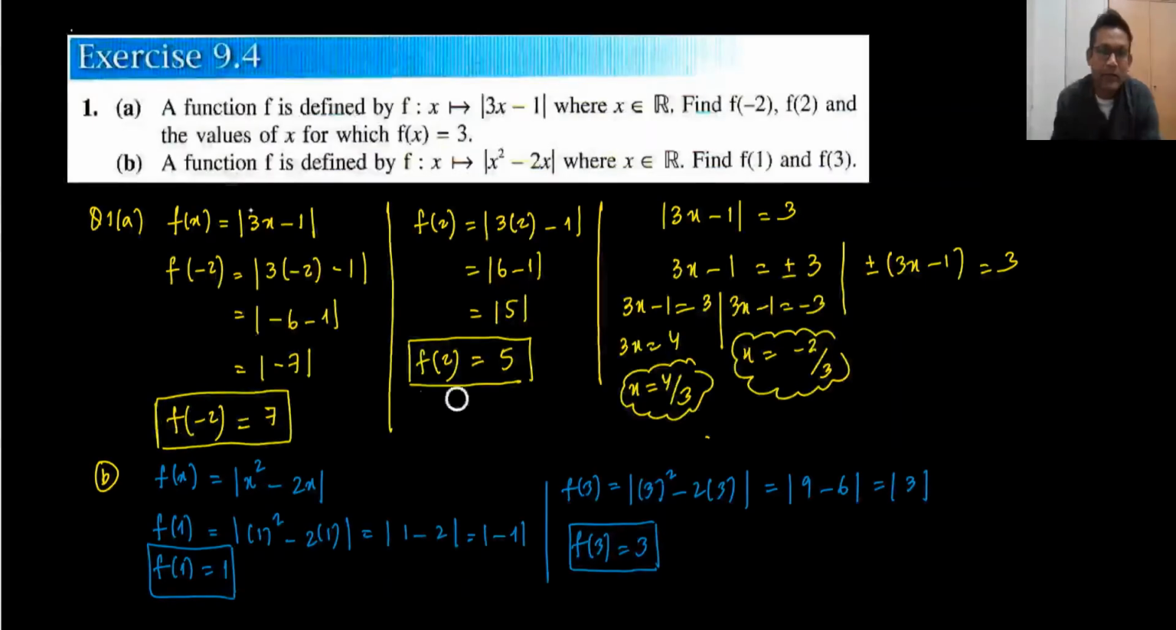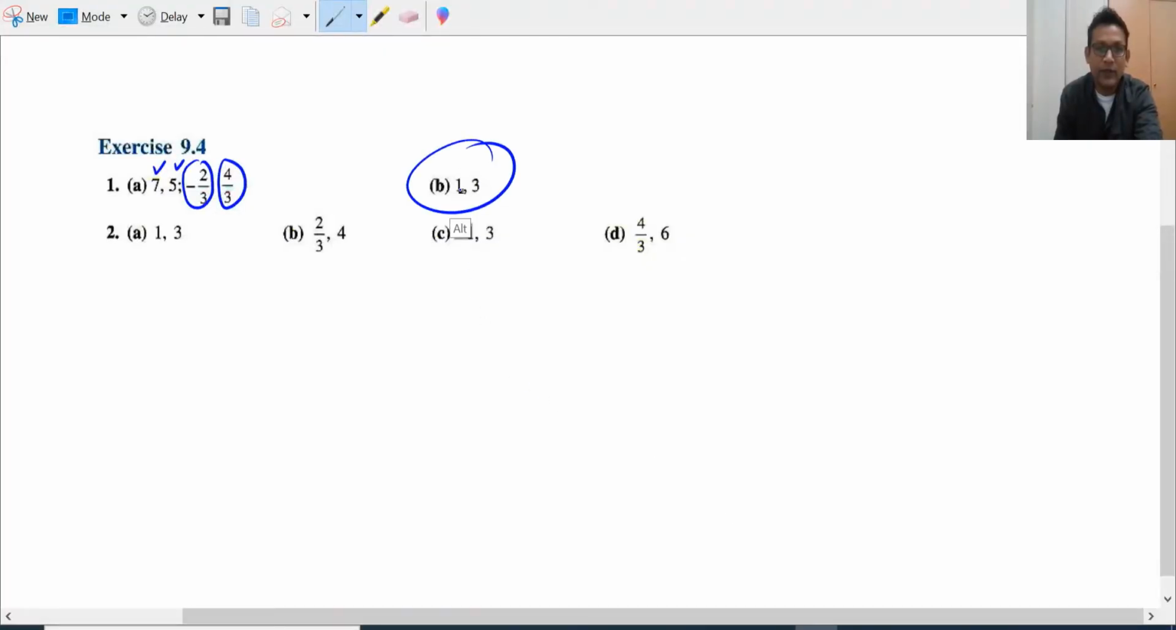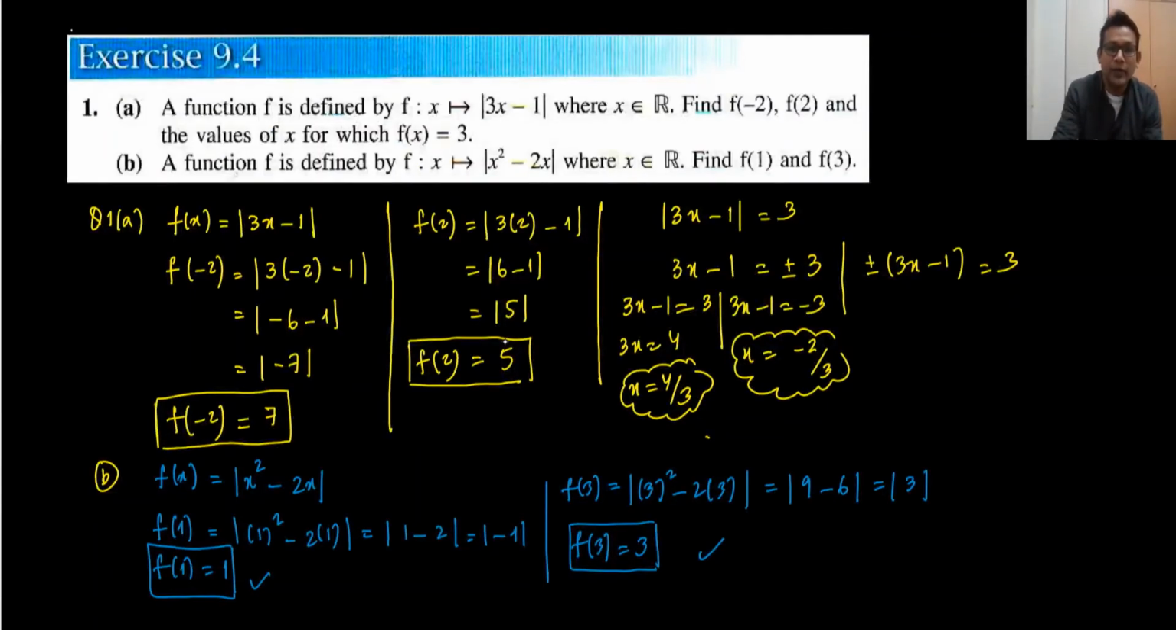So this is the way we understood how we can solve the absolute value function. I have also selected question number 2. Let me check the answer of part B: it is 1 and 3, and we have done it absolutely right. Moving to question number 2.